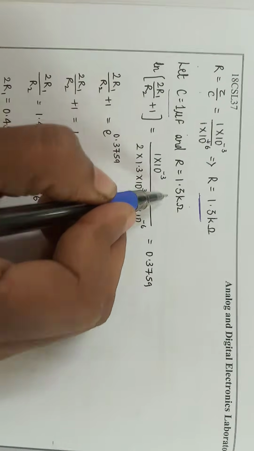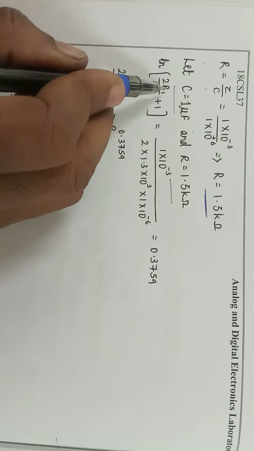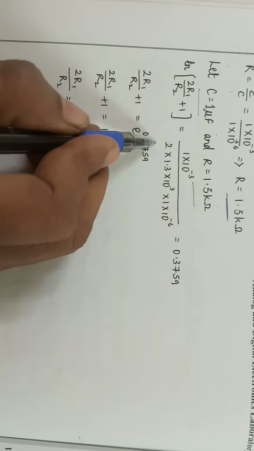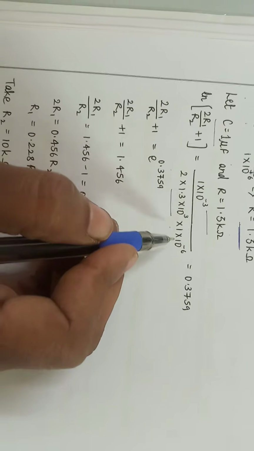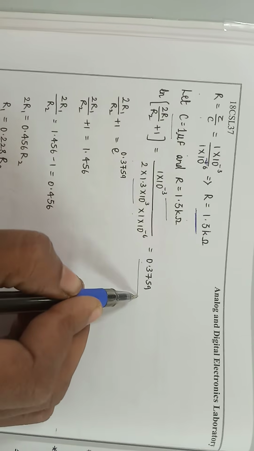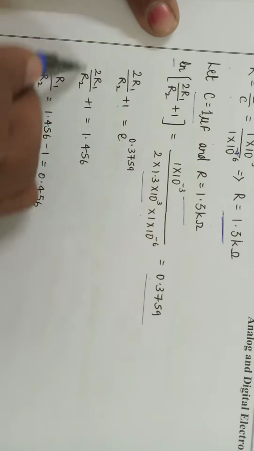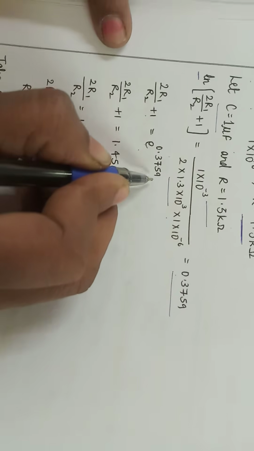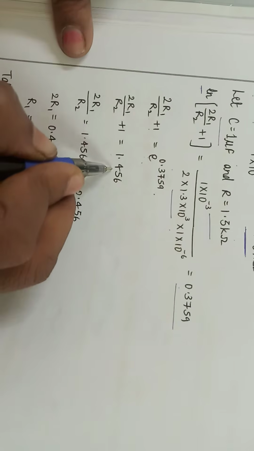Now I have C and I have R. Then you can substitute into the previous line: ln (2 R1 by R2 plus 1) is equal to T divided by 2RC. T is 1 millisecond, 2 R is 1.3 kilo ohm into C, 1 into 10 to the power of minus 6, which is equal to 0.3759. Now I am taking 2 R1 by R2 plus 1. The natural log goes to the other side, so the RHS is e to the power of 0.3759. If you calculate, you get 1.456.